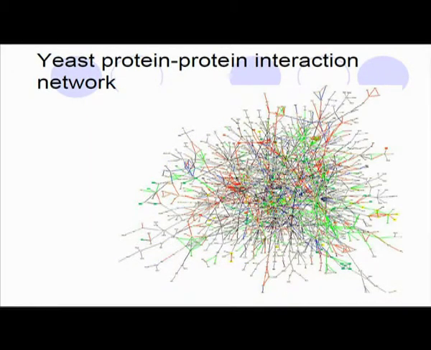Okay, similarly there is the yeast protein interaction network. Here again you see modular structures: there are parts which are more green, parts which are more red, and parts which are more yellow. We will look into more details of how to identify these modular structures in an algorithmic fashion later in the course.